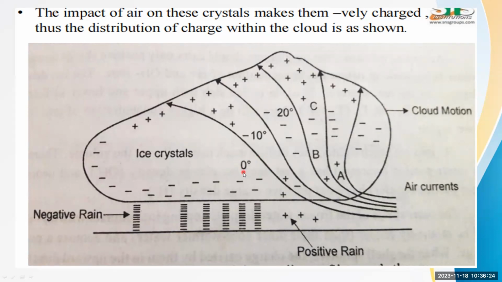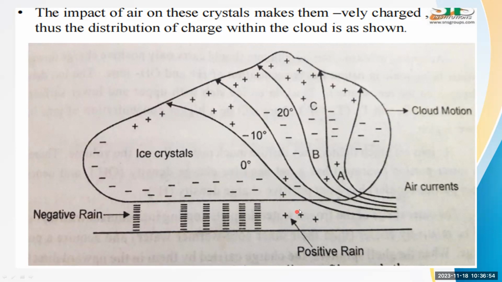Here, the temperature of the cloud below this region is 0 degrees Celsius. At region A, the temperature is 0 degrees Celsius, which is why raindrops are present here. In the upper part of the cloud, the temperature becomes very low, less than minus 40 degrees, maybe minus 50 degrees, for the ice crystals present in the upper part of the cloud.